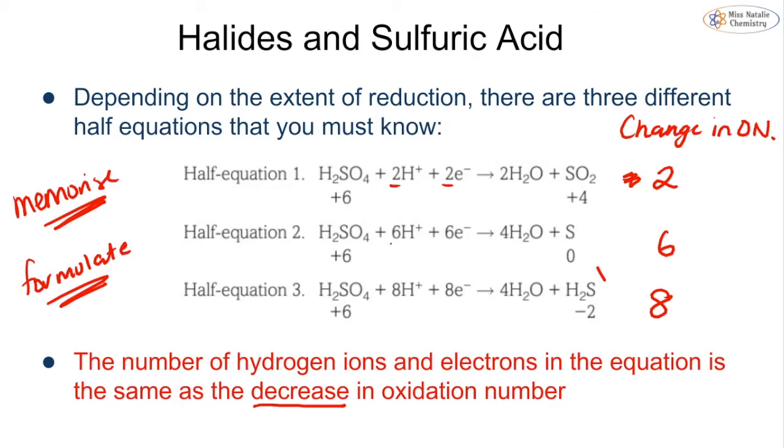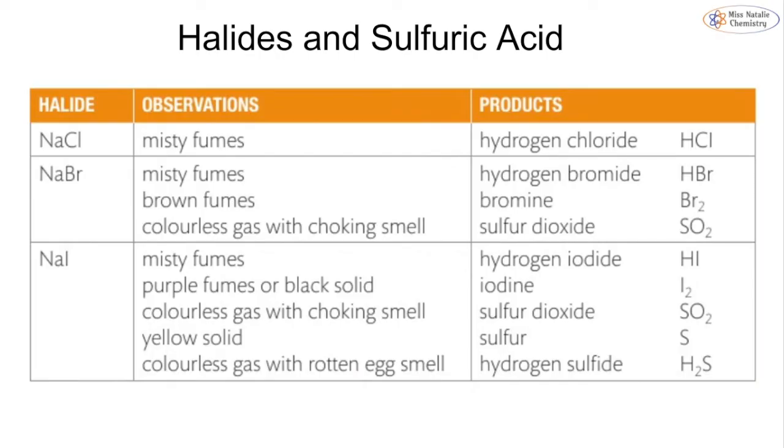And the change of 6 hydrogen ions and 6 electrons, and for 8 hydrogen ions and 8 electrons. So that's giving us the extent of the reduction, with half equation 1 being a small extent and half equation 3 being reduced to a large extent. So what that must mean is that when we have specific halides, we're going to see a different level of reduction happening. So we're going to get different products being formed.